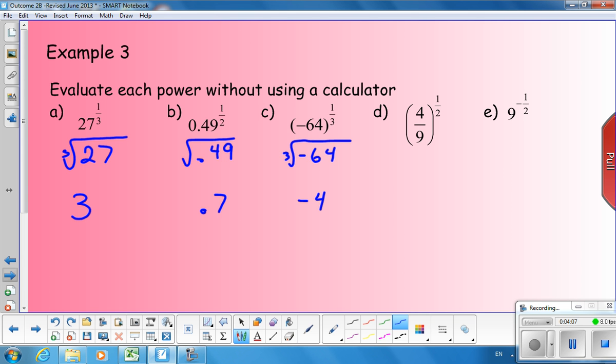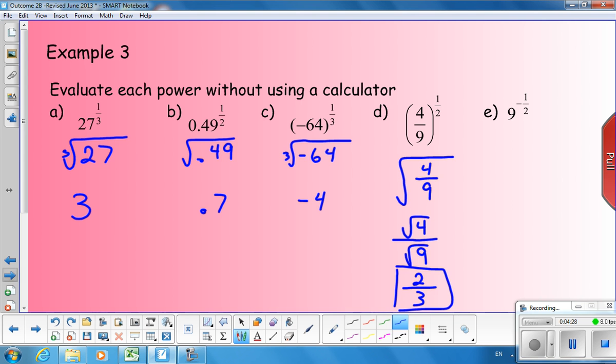Part D, 4 over 9 all to the 1/2. So I have the square root of that base. I can also write this as the square root of 4 over the square root of 9. The square root of 4 is 2. The square root of 9 is 3, and so it simplifies to 2/3.